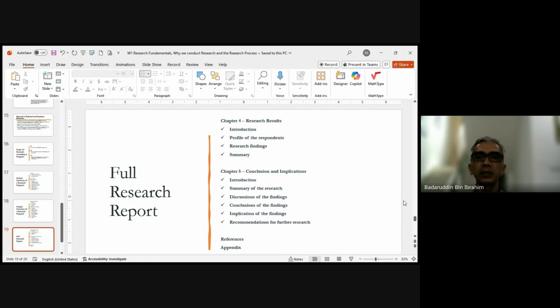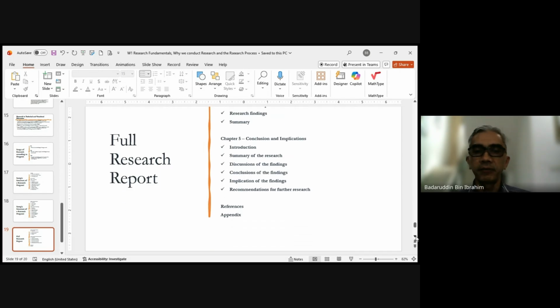Same goes to the conclusion and implication. This is the guideline on how you're going to structure your chapter 5. When you want to discuss your findings or summarize your research, I would suggest you summarize or discuss your findings based on your research objectives or research questions. And then last but not least, of course, the references and appendix.